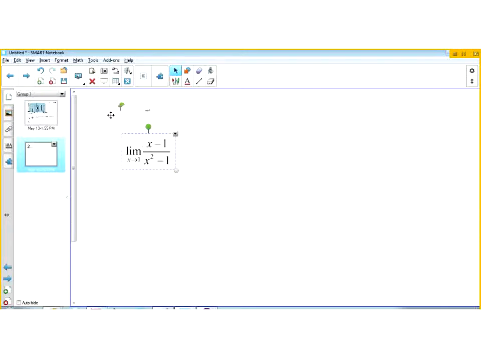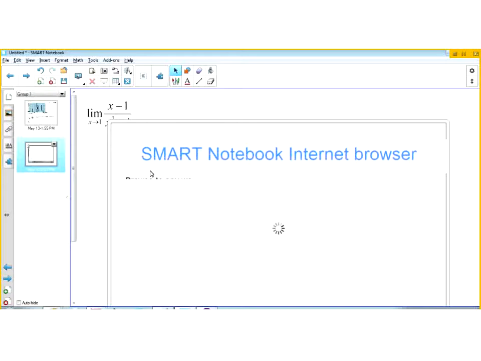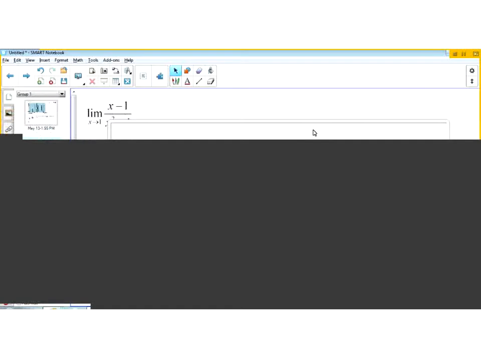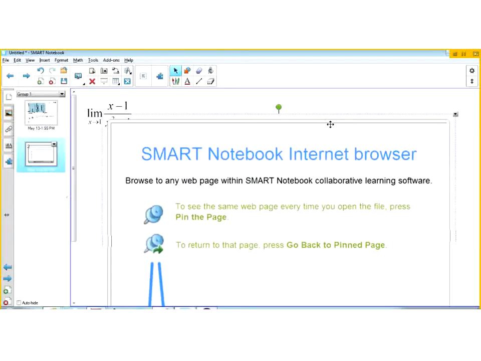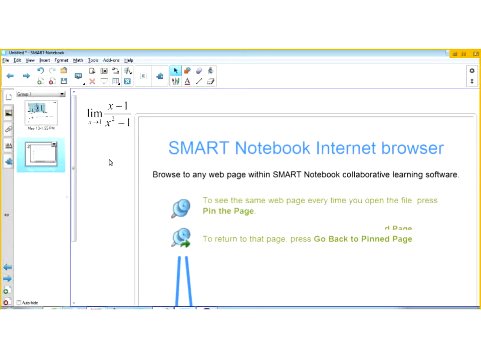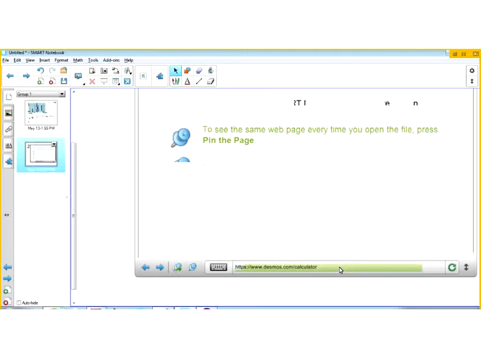So here's our problem. The limit as x approaches 1. And let's go ahead and attempt to graph this function. Insert, say, internet browser. And let me pull up the graphing calculator. Now, to graph this function, of course, you'll have to go through the procedures that we've discussed in the first 2 lectures. I'll refer you to the notes, but for convenience sake, I'm just going to go ahead and use the graphing calculator because I'm trying to demonstrate a different situation here.